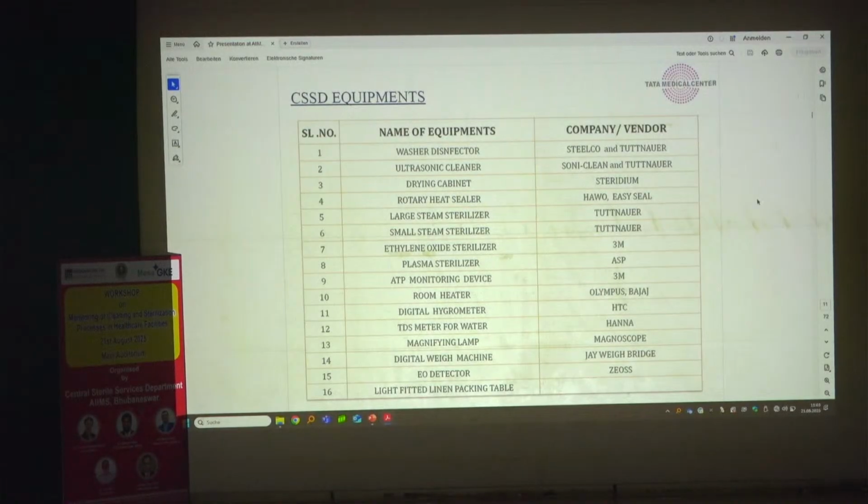The CSSD is actually providing for all the wards, the palliative care area, the emergency, and so on. So this is our total equipment list.